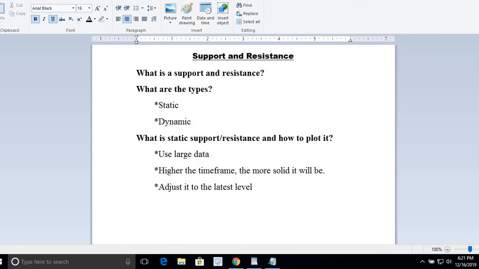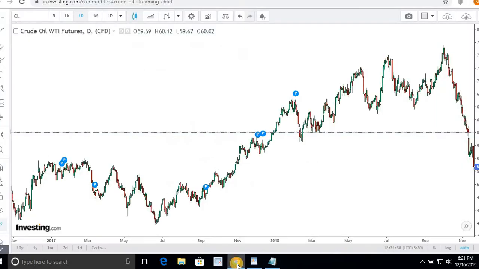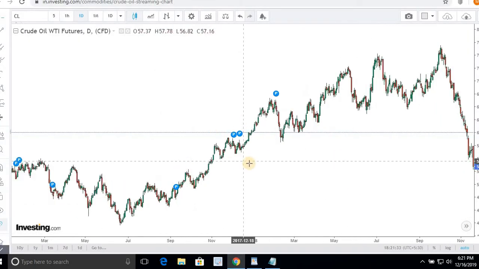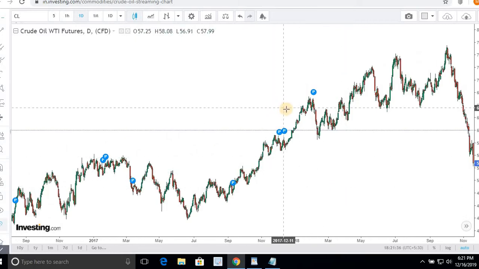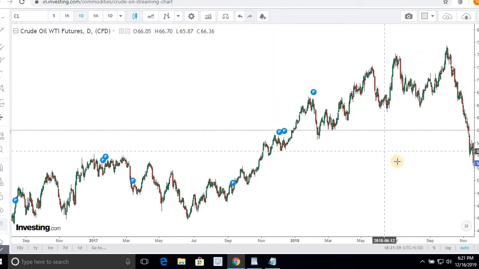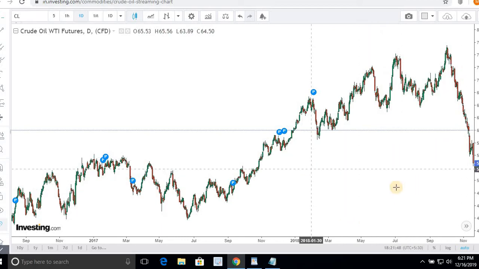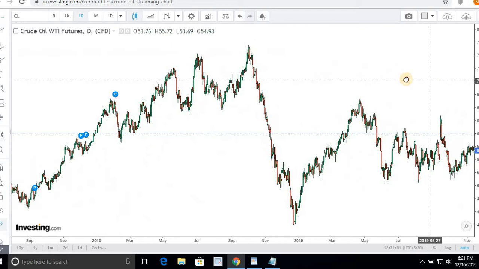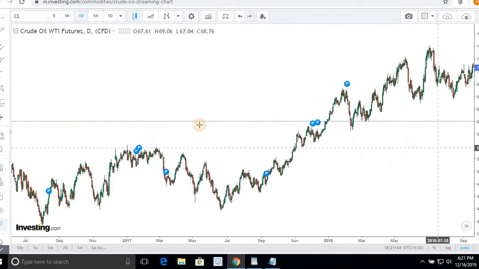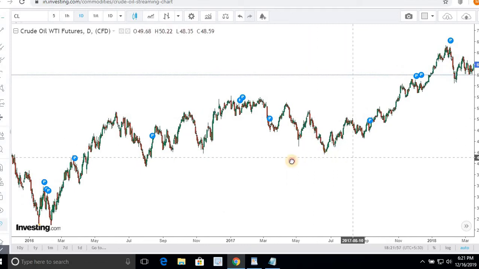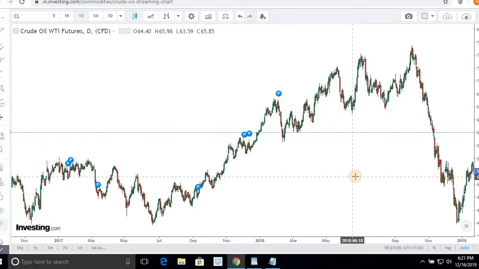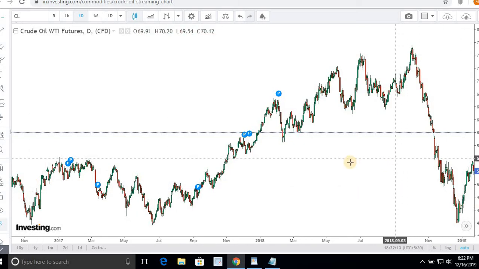Okay, let's see how to plot a proper support and resistance in charts. This is the crude oil chart, and this is the dollar chart. So we have enough data, and I am not using the latest one. I am using the older candles, for example from 2016 December to 2018 December. Those 2 years I am going to plot a proper support and resistance, and we'll check whether it is respecting the current trend or not.